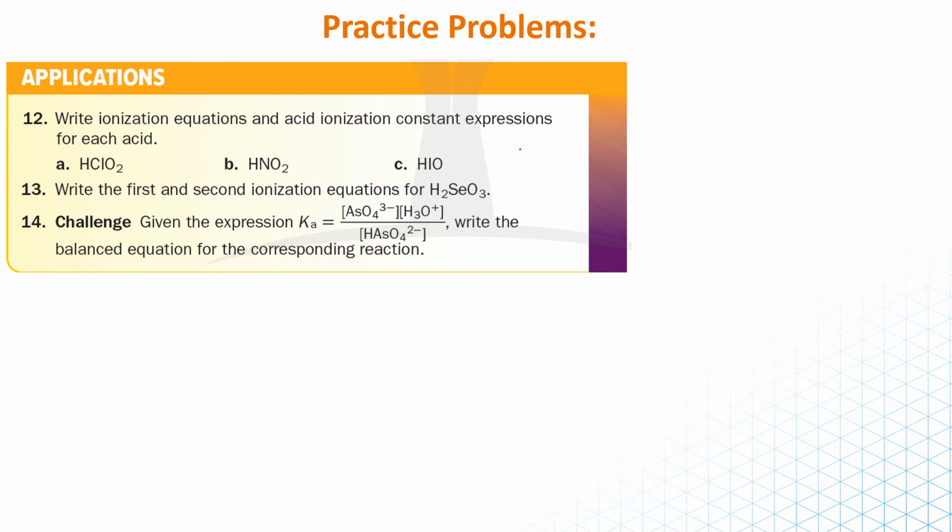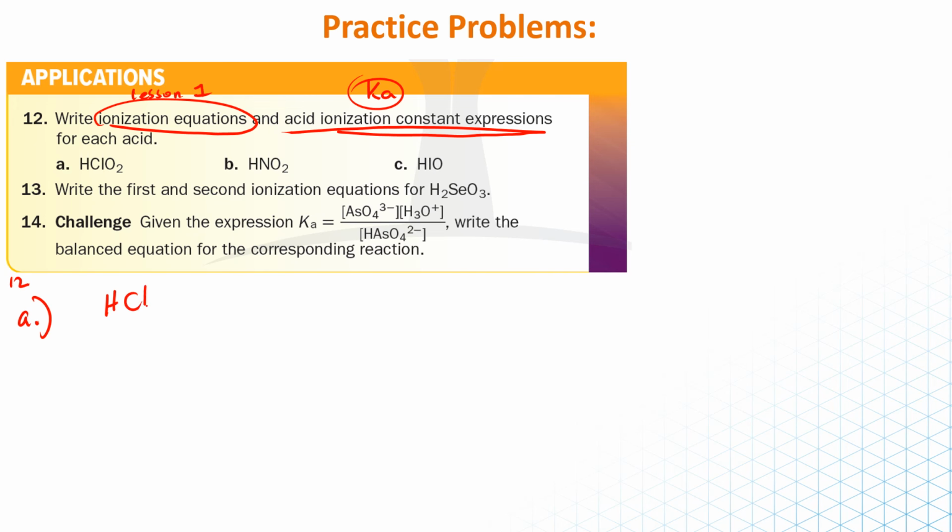Okay. And now they are saying write the ionization equations and acid ionization constant expressions for these acids. So the ionization equation, we saw it in lesson 1. Okay. The acid ionization constant is the Ka. So let's start with 12A. So you can do it like this.